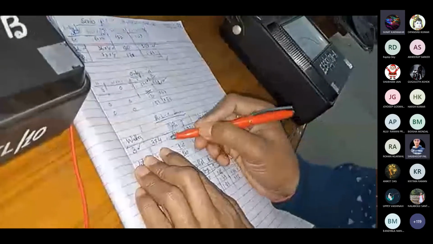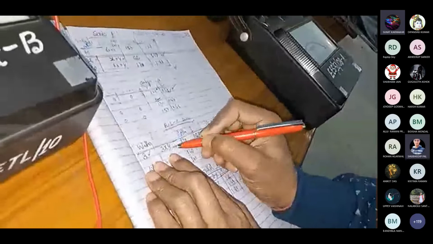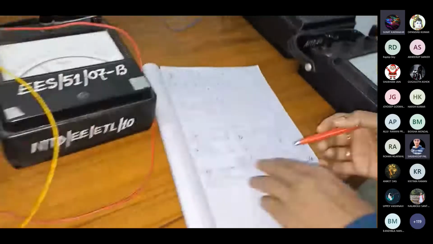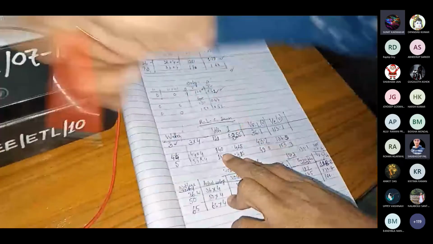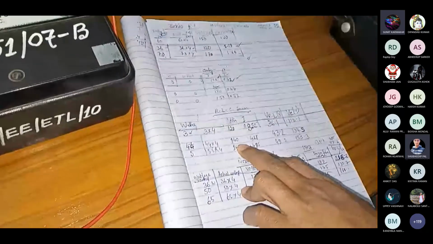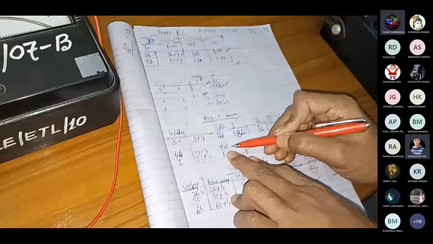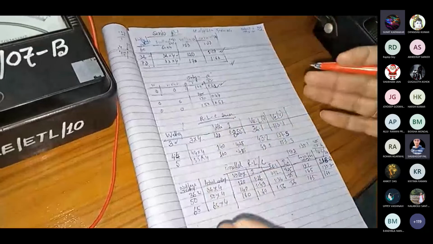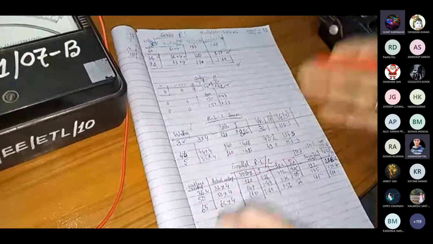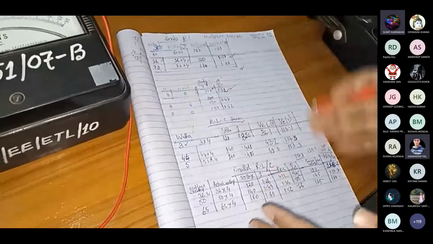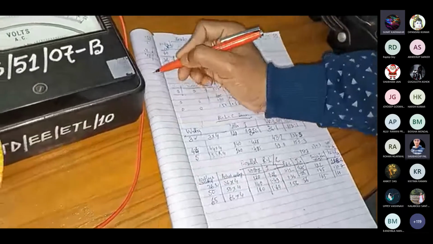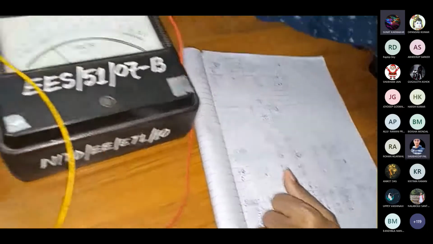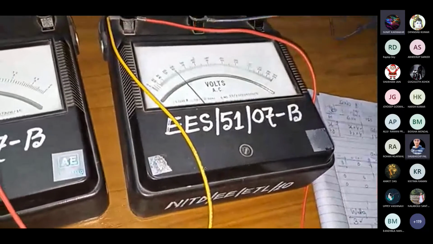Again, I have the multiplication factor, so actual wattage is 3 into 4. In this manner, again, I have increased the voltage by adjusting the demonstrator. I set it to 140, and the corresponding current noted. It is very clear that the pointer is pointing between 2 lines.